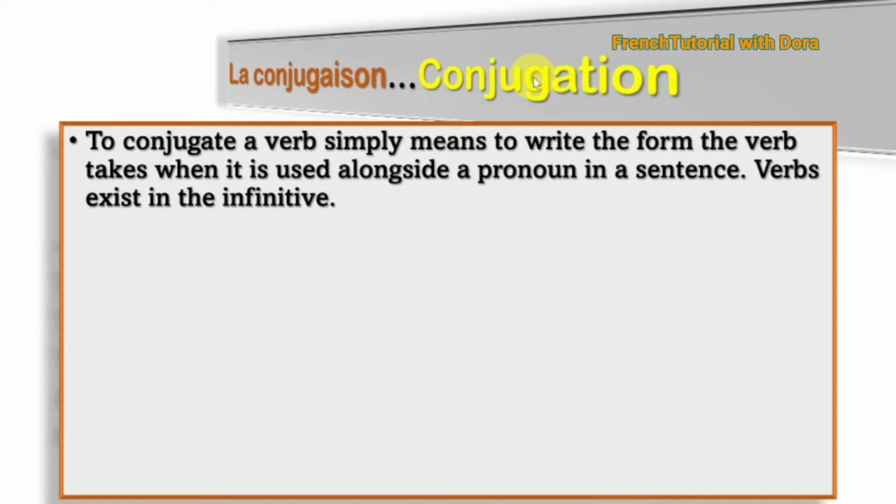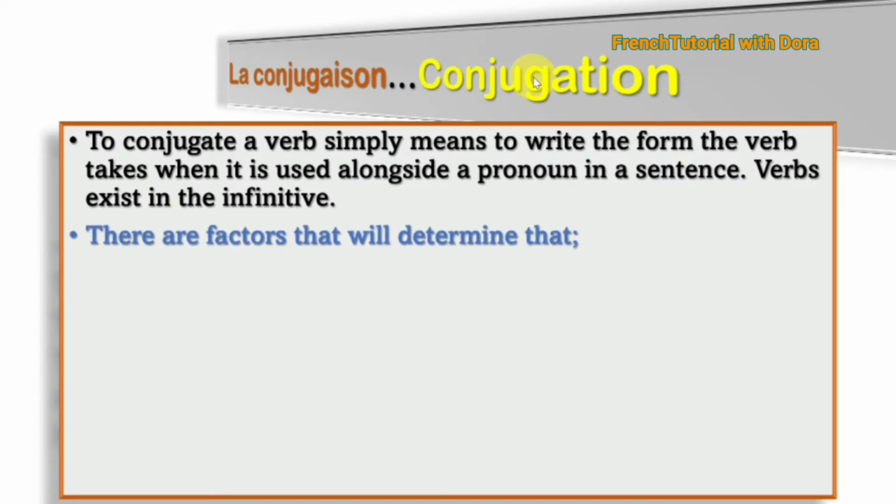Otherwise, you'll be committing some grammatical errors. There are factors, like I said, that you need to consider before you will choose the correct form the verb will take in that sentence, okay? The first is the person. You need to consider the person. And when I mean person, I mean either the noun or the pronoun, okay?